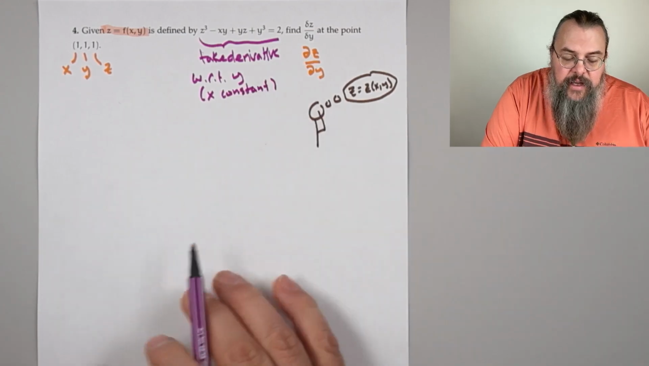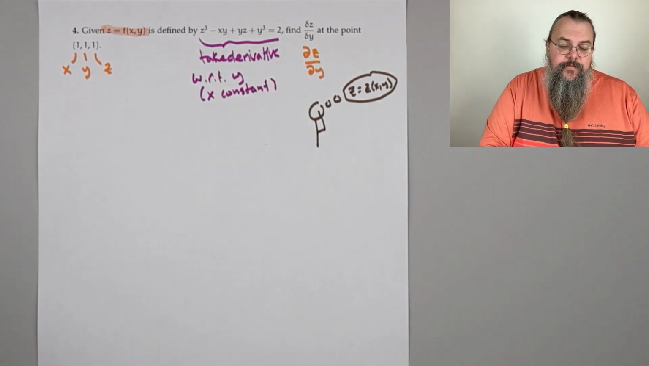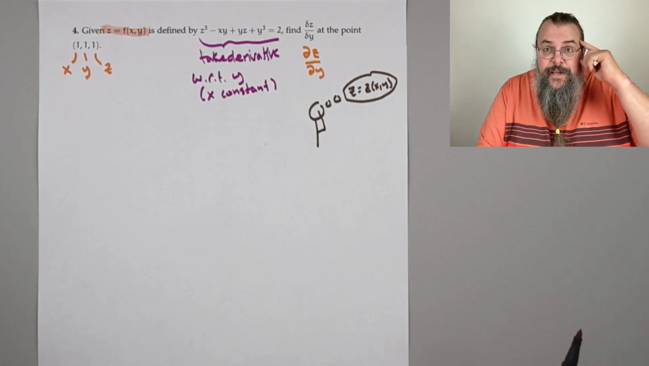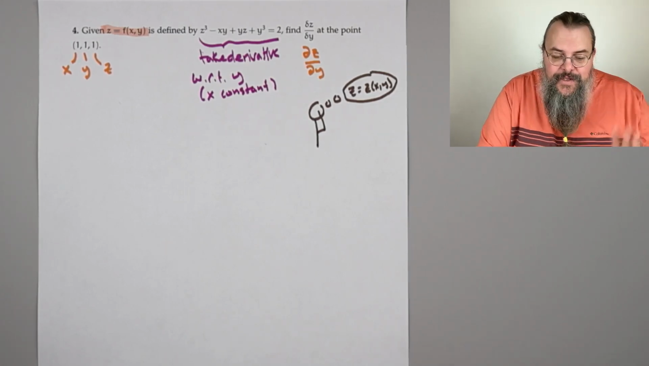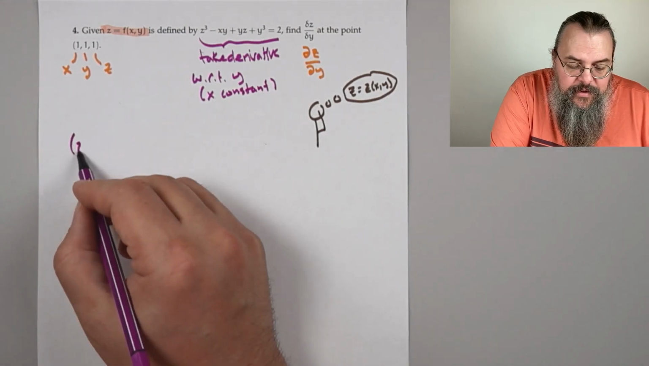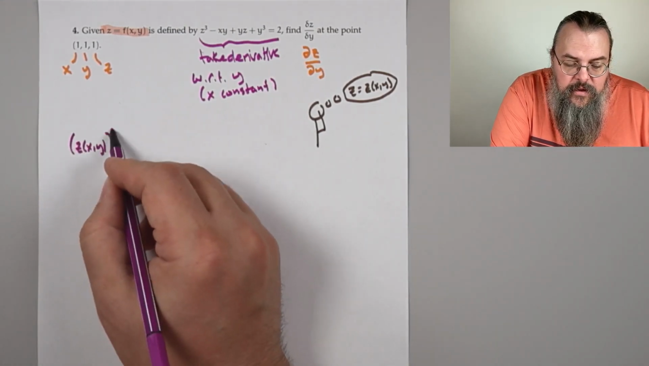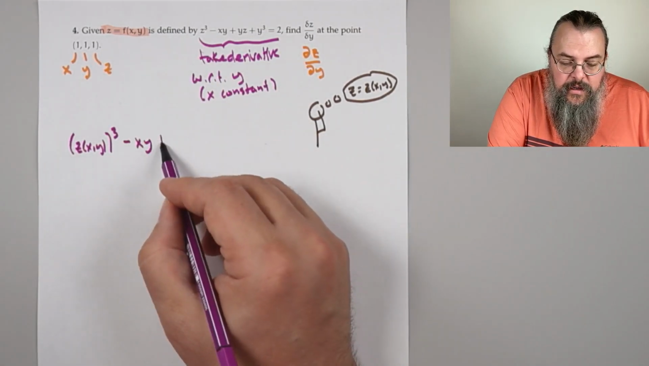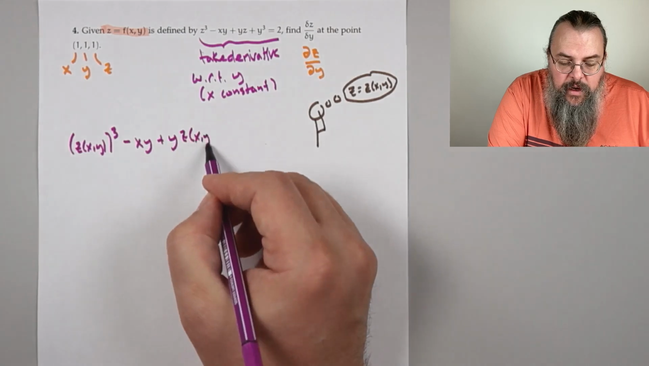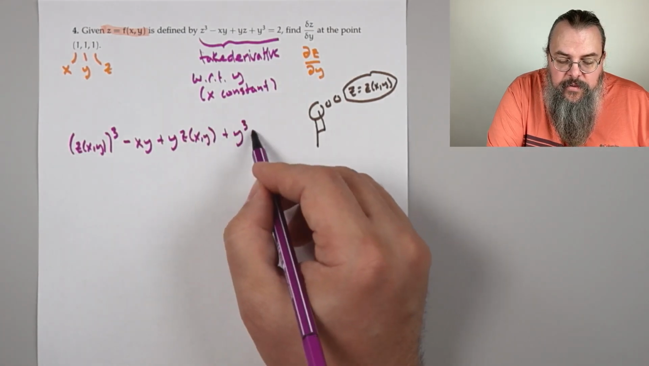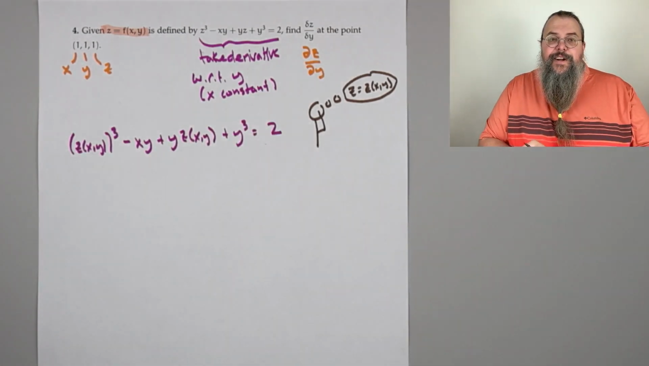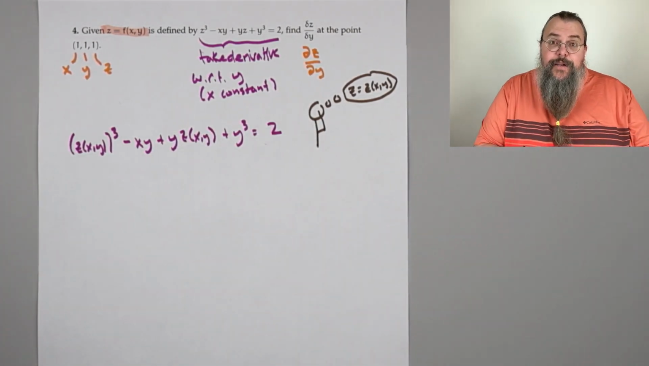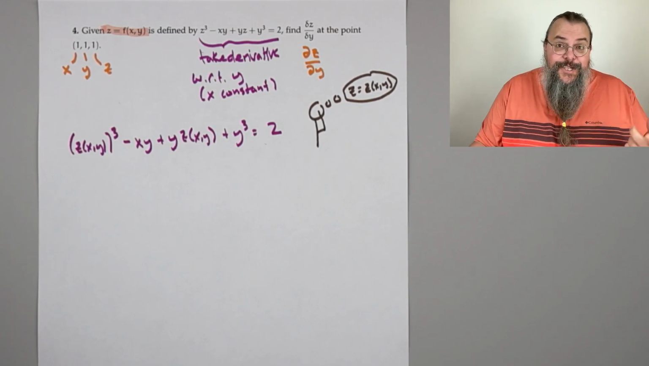Okay, so here we go. Now, before I do the next step, I'm going to write something down. The next part I write down we usually have in our head, but just to help as we're doing it, we can say, well, this is z of x,y cubed, because I'm thinking of z as a function of x and y, minus xy plus y z of x,y plus y cubed equals 2. And I just want to emphasize that z does depend on y. So when we take the derivative with respect to y, we have to account for z.